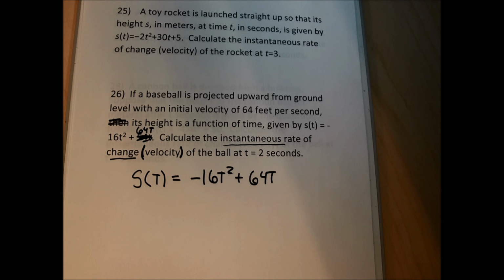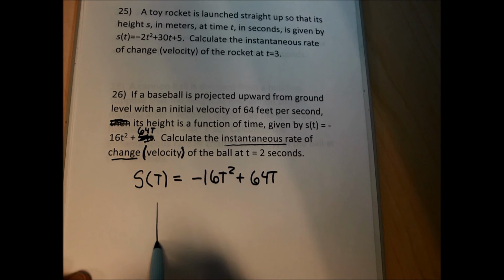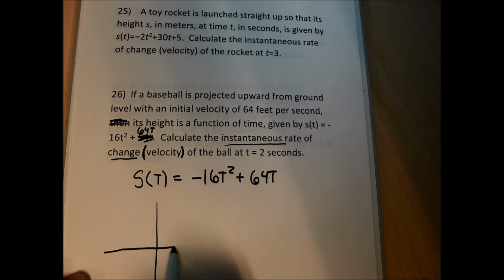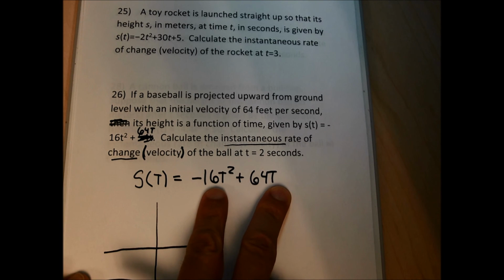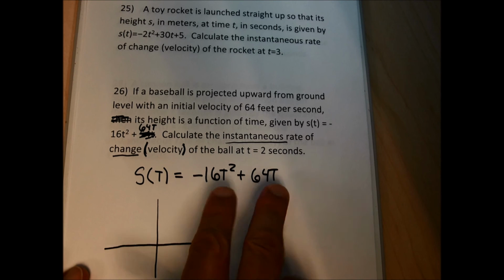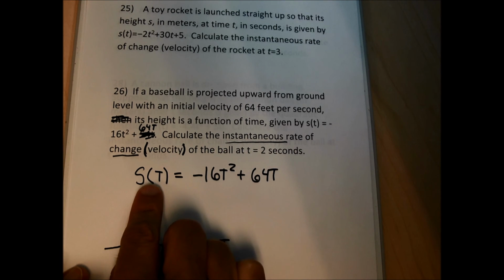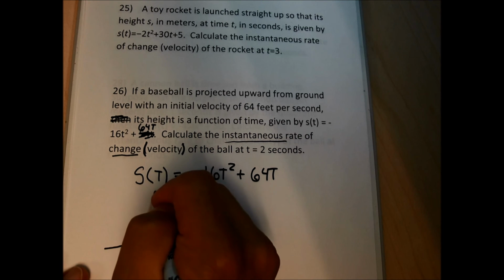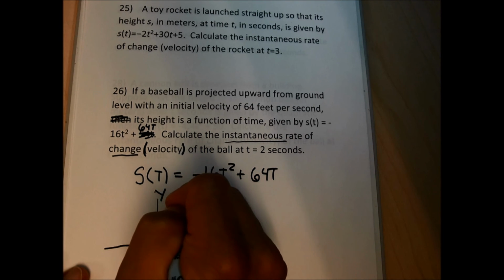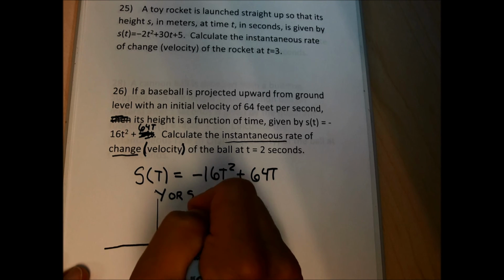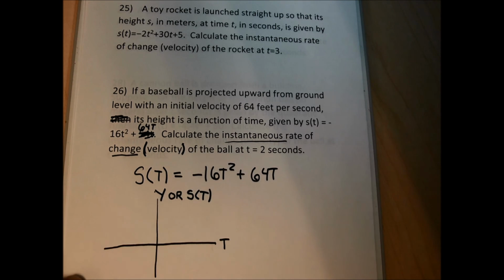Let me talk about the graph of this function, what the x and y-axes mean, and what the units are for the instantaneous rate of change. If I was to graph this function, on the x-axis I would put the letter t, because t is where the x position is. And on the y-axis I might write s of t, or y as well.